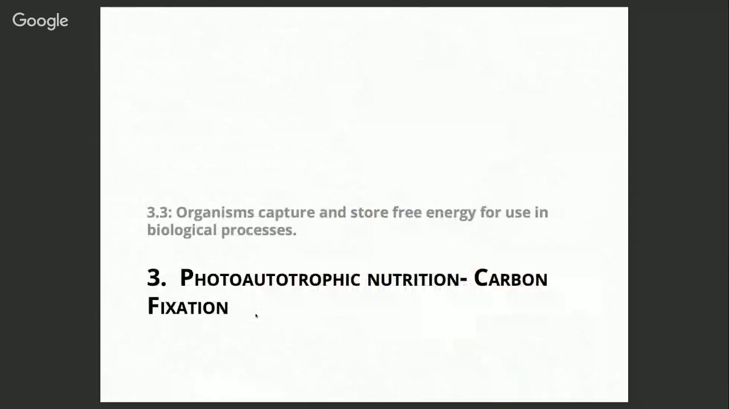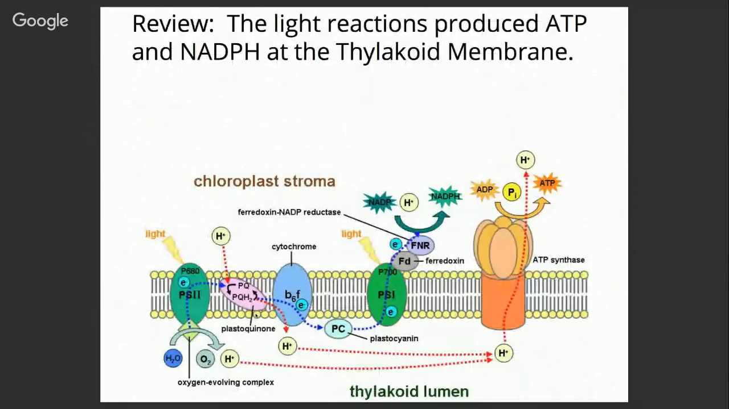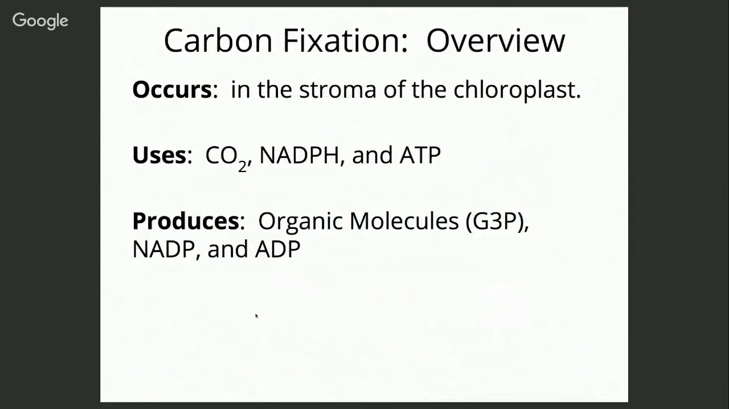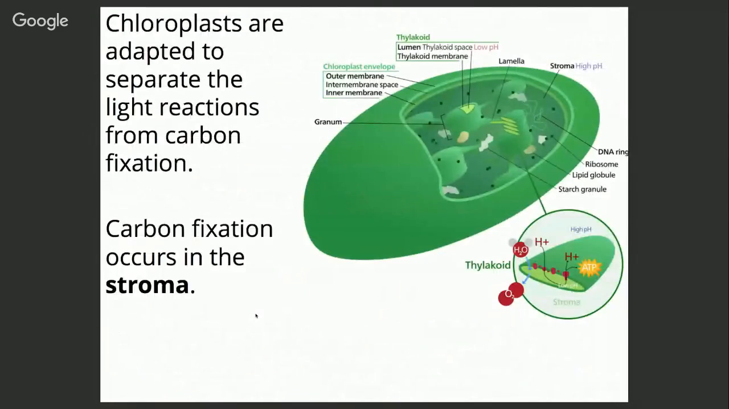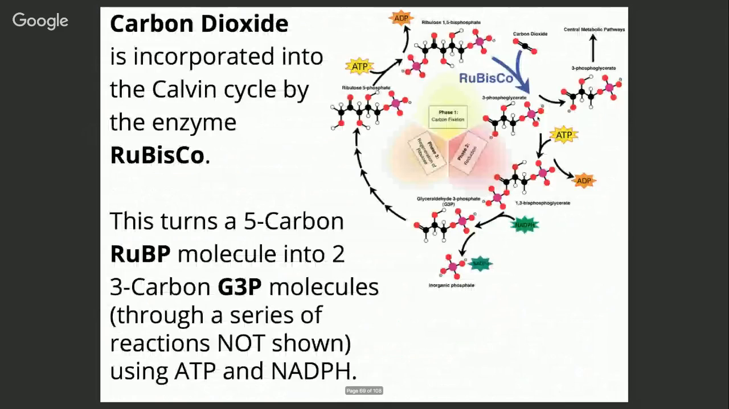But let's go in and let's look at the Calvin cycle and the process of carbon fixation. So we have our ATP and we have our NADPH, and we're going to use those in carbon fixation in the Calvin cycle, which is going to happen in the stroma of the chloroplast. This is going to use carbon dioxide and NADPH and ATP, and that's going to produce G3P, NADP+, and ADP. Let's go back and just remember where we are. So the stroma is the space between the thylakoid and the outer membranes of the chloroplast, and that is where this process is occurring.